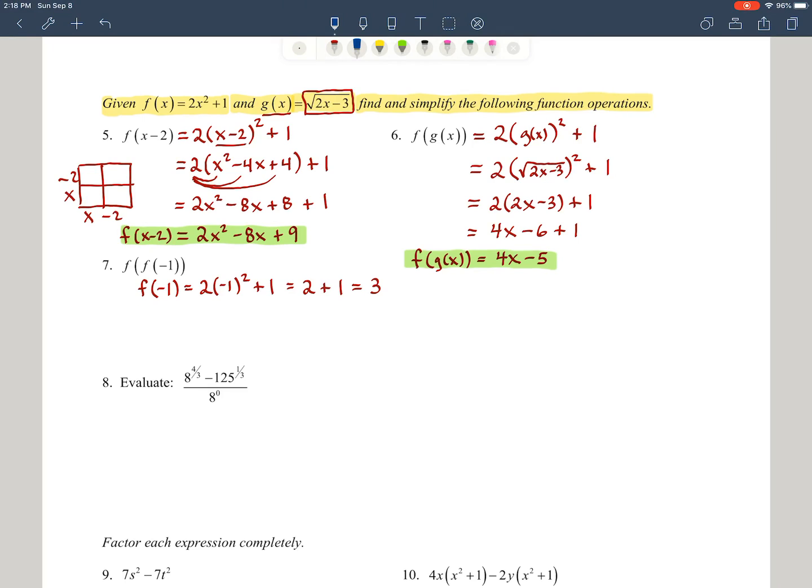Now that we know that f of negative 1 is really equal to 3, let's substitute the 3 in its place. So now we have f of 3 should equal 2 times 3 squared plus 1, which we know is going to be 2 times 9 plus 1. So 18 plus 1 should give us 19. So f of negative 1 should give us an output of 19, and that is our answer.